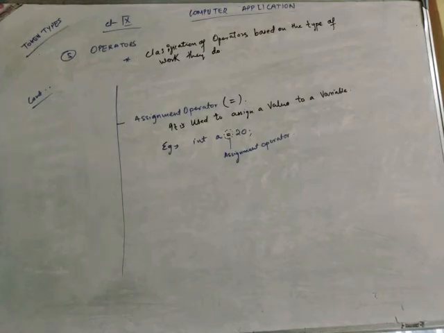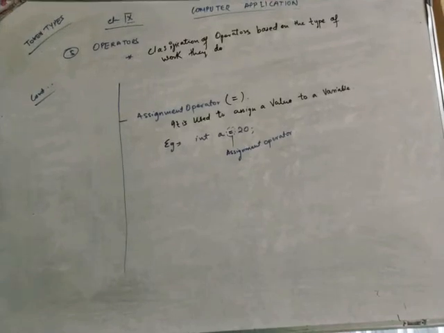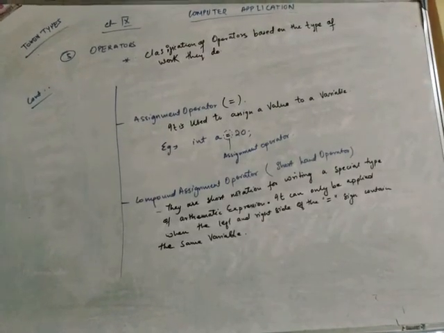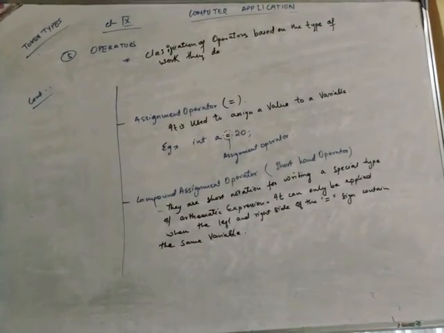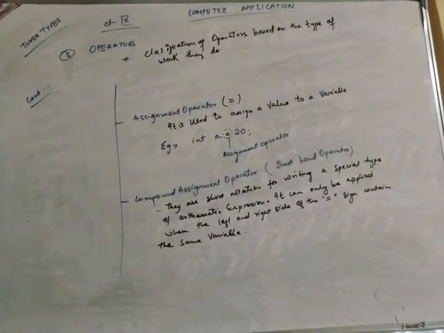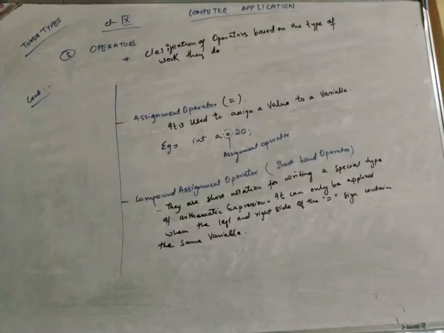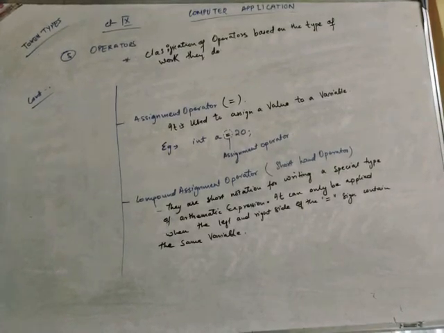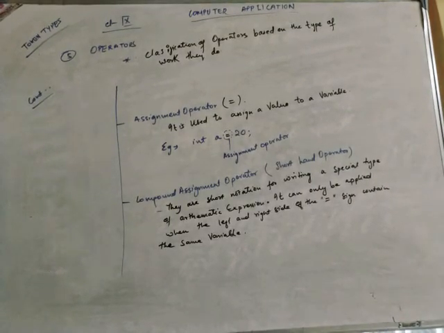This is also a type of operator based on the work they do. Understood? The last one is called a compound assignment operator or the shorthand operator. What are compound assignment operators, shorthand operators? They are short notation for writing a special type of arithmetic expression. They can only be applied when the left and right side of the equal to sign contain the same variable.